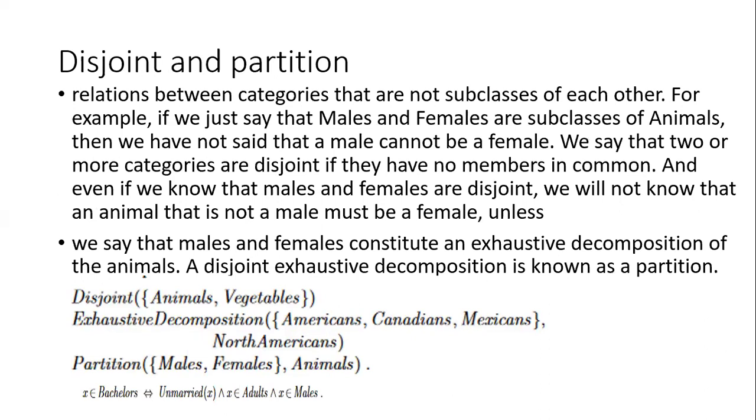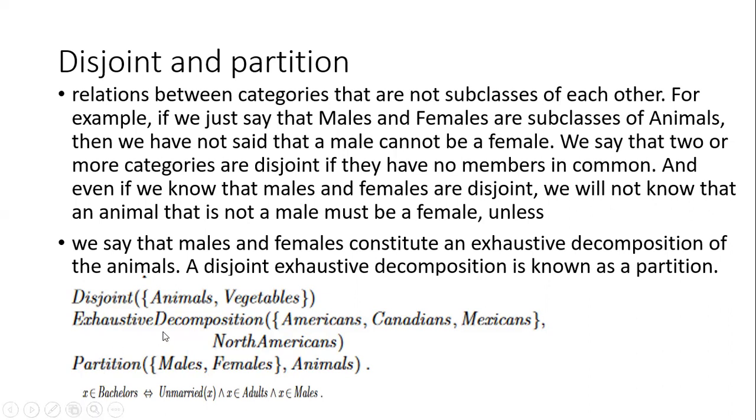Next is disjoint and partition. Disjoint means we don't have any common properties. If the intersection of two sets is null, then we can say it is a disjoint set. These are relations between categories that are not subclasses of each other. For example, male and female both belong to the subclass of animals, but we cannot say there is a relation between a male and a female. So we can say male and female are a disjoint set, but both are under the category of animals.